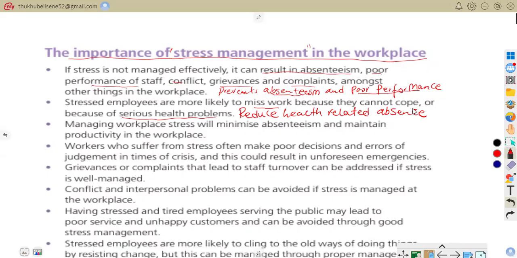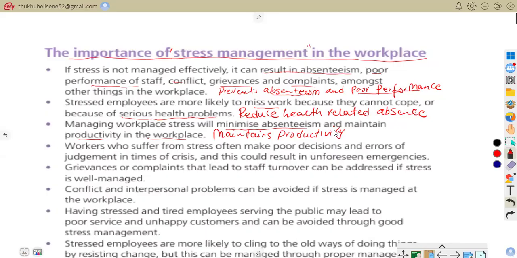So now moving on to another point. Managing the workplace stress will minimize absenteeism and maintain productivity in the workplace. We're talking about the fact that this is going to maintain productivity. Meaning to say, employees work better when stress is controlled.